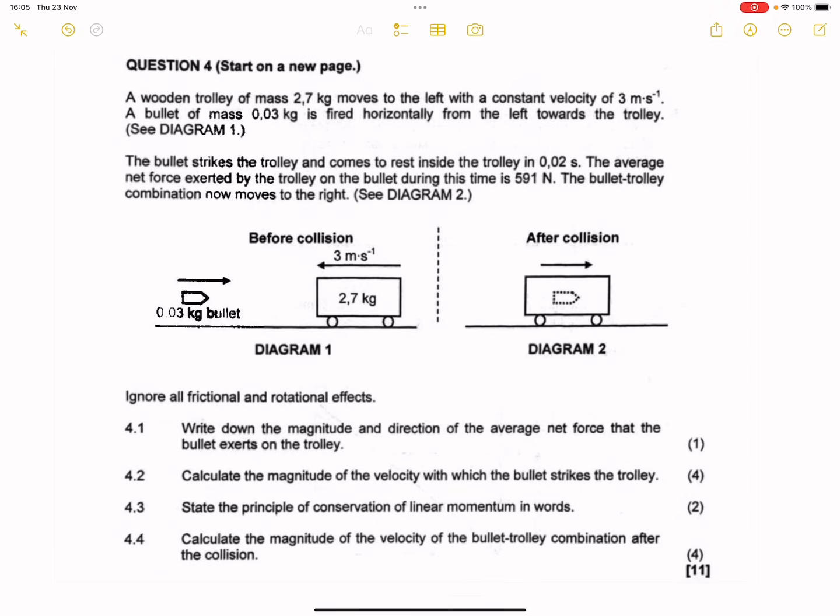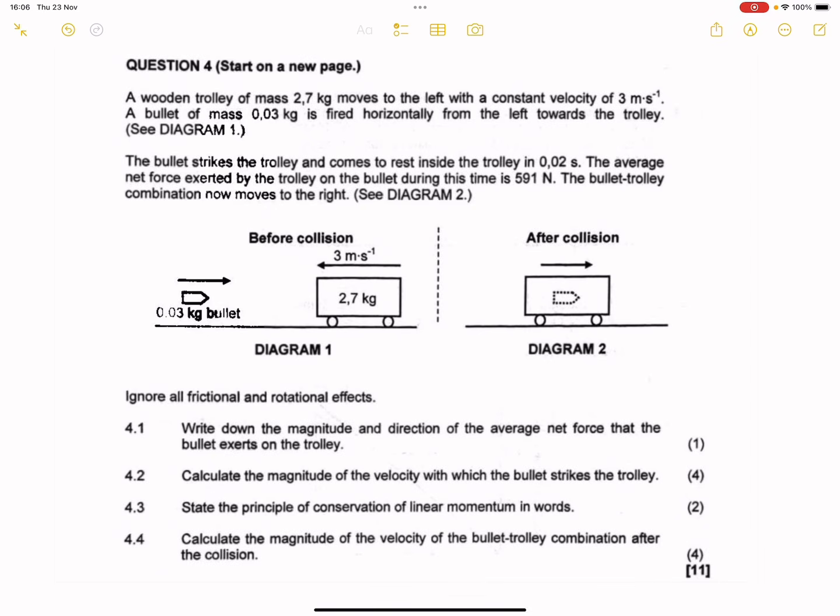The average net force exerted by the trolley on the bullet during this time is 591 newtons, and the bullet-trolley combination now moves to the right according to diagram 2. Ignore all frictional and rotational effects. I had a couple of issues with this question, but we'll address those a little bit later.